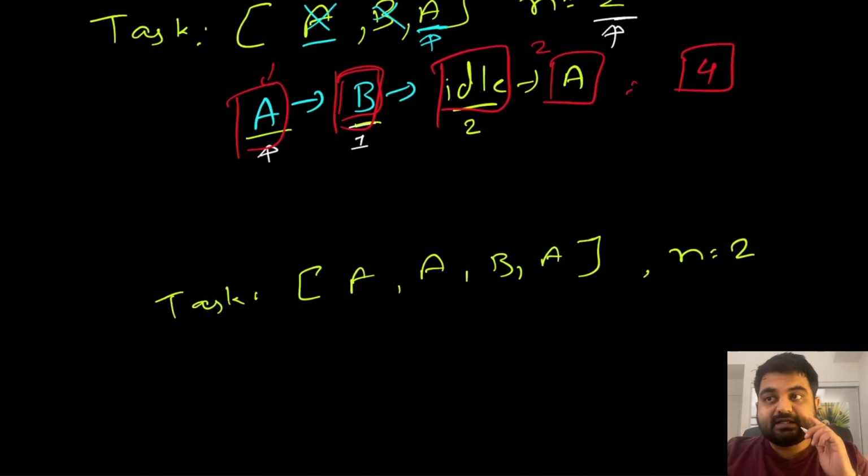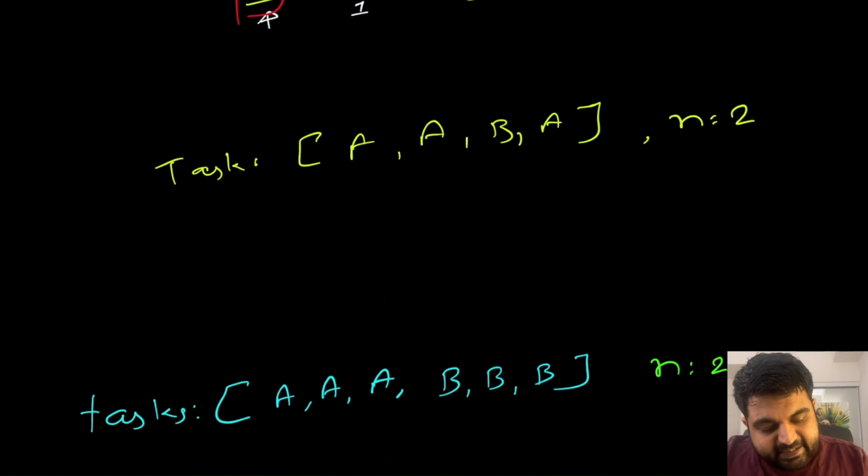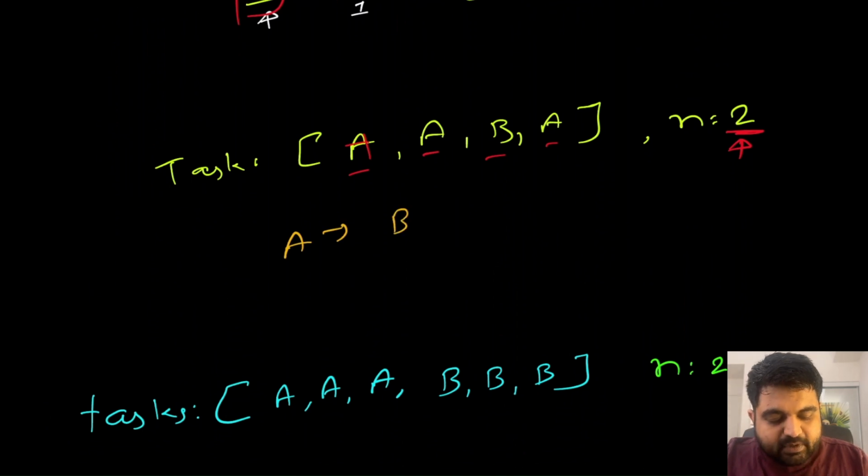Let's try to understand this with a couple more examples. Next example is, once again, we are given n is equal to 2. Now in this case, we have 3 identical tasks. We have 3 A's and 1 B. So one logical solution would be, we can start with task A. Once again, we go to task B. Now we know that the cooling period is 2, which means we cannot use task A once again. We will have to stay idle. So we got rid of this one.